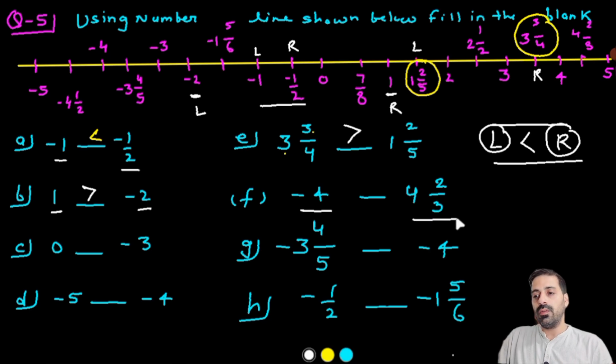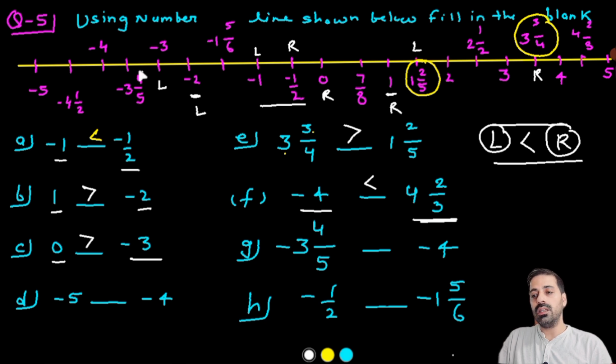So here we have negative 4 and we have 4 to 2 by 3. This is a positive number and this is a negative number. So a positive number is always greater. 0 is neither positive nor negative, but negative 3 is a negative number. So we know that 0 is here at the right and negative 3 is here at the left. So we can say that 0 is greater here.